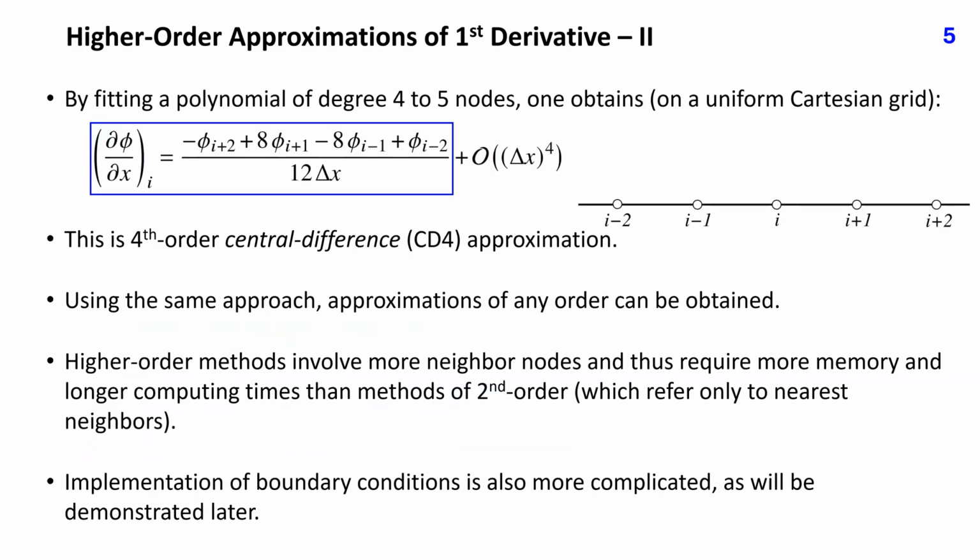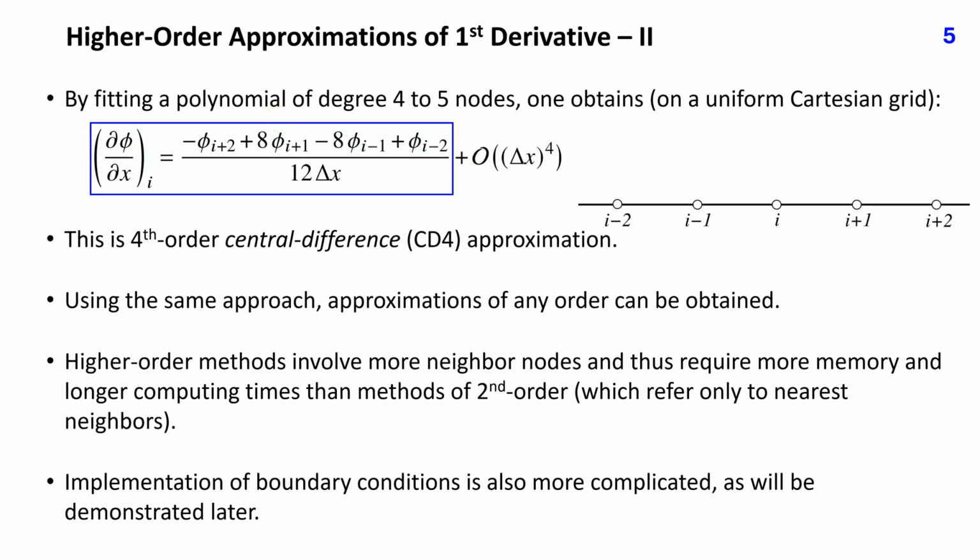Polynomials of even order require an even number of neighbor nodes on either side of node I. They lead to higher order central difference approximations. By fitting a polynomial of degree 4 to variable values at 5 nodes on a uniform Cartesian grid, we obtain the following approximation. This is a fourth-order central difference approximation. Using the same approach and polynomials of a higher degree, approximations of any order can be obtained.